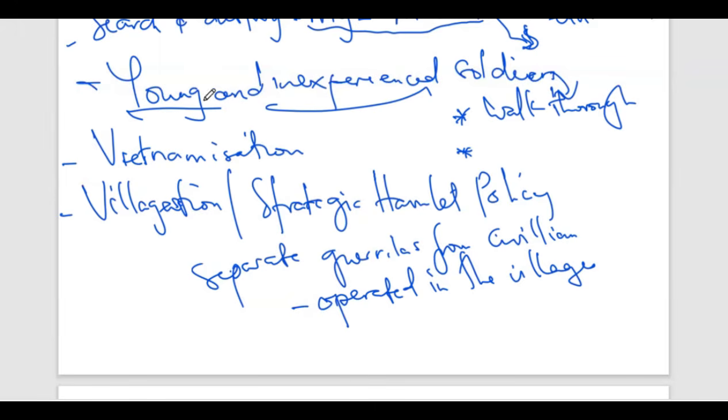Right, then lastly, we talk of Vietnamization. That was when the Americans chose to withdraw gradually from the Vietnam War. They left the South Vietnam War gradually to fight their own war.